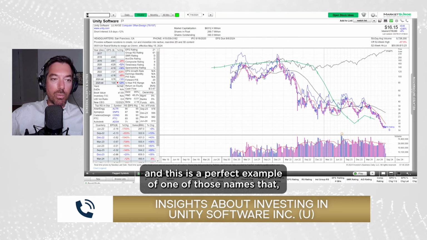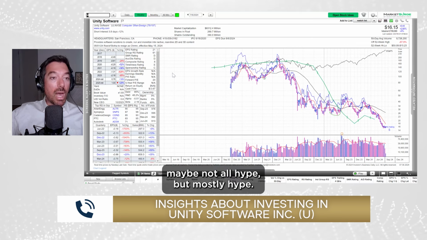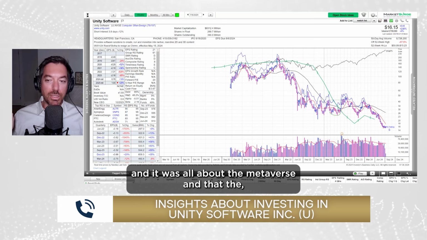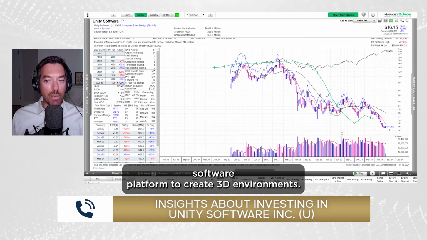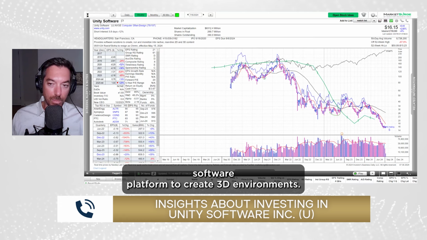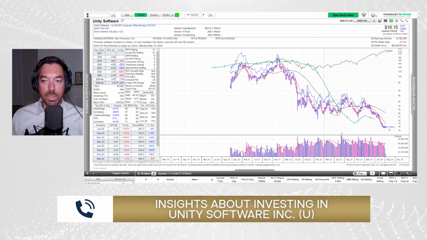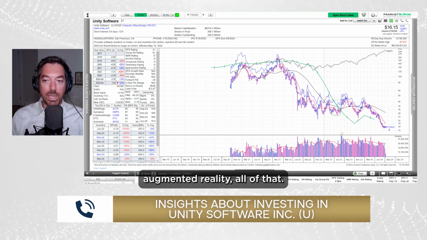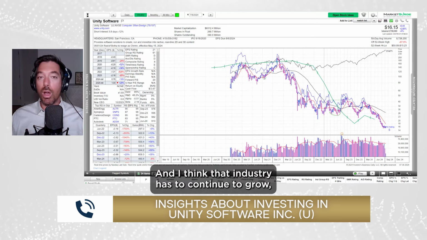This is a perfect example of one of those names that was all hype. Maybe not all hype, but mostly hype. It was all around 3D software, and it was all about the metaverse, and that these software developers were going to use Unity's software platform to create 3D environments. Okay, so think of 3D games, 3D virtual reality devices, augmented reality, all of that. And I think that industry has continued to grow, but not to the pace that everyone had expected.